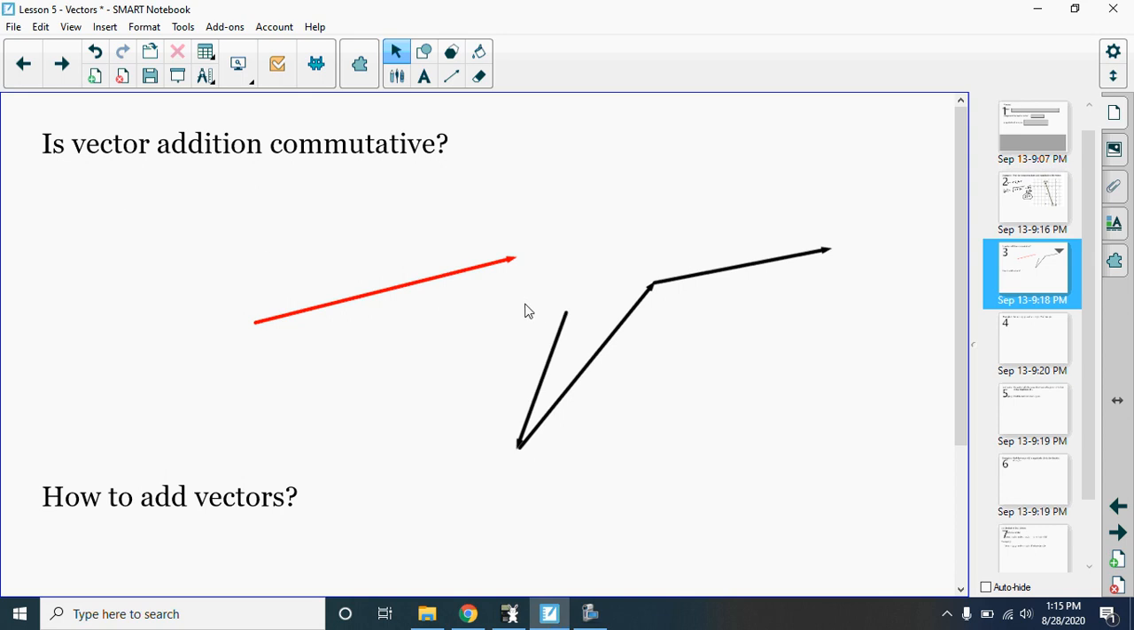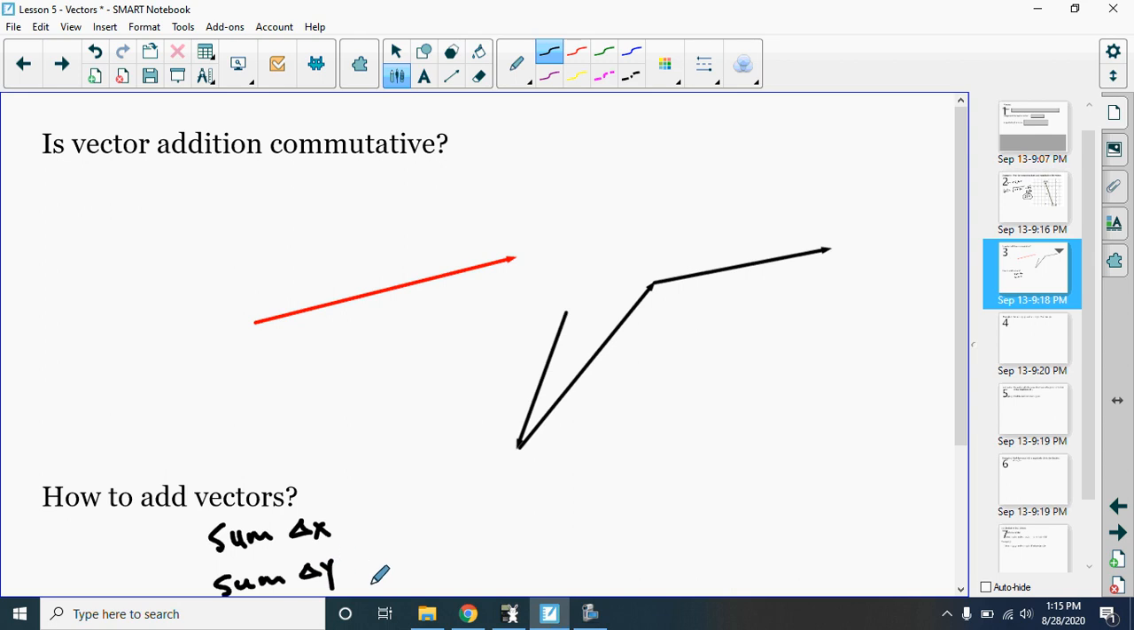In order to add them up, without actually drawing them all out, what we're going to do is add up their components. So find the sum of the delta x's, find the sum of the delta y's. So you're simply just going to add their components up.